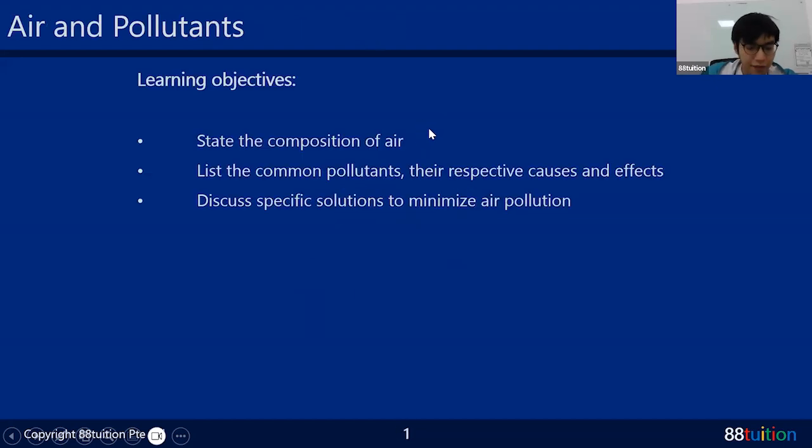Okay, so learning objectives: you need to know the composition of our air, because air is a mixture. You need to know the percentage of air that is oxygen, nitrogen, etc., what the common pollutants are, how they are formed, and what the effects of these pollutants are. All of this is memory work. Then, what are certain methods that you can use to minimize air pollution? This last part is really specific to pure chem students, so you all need to know.